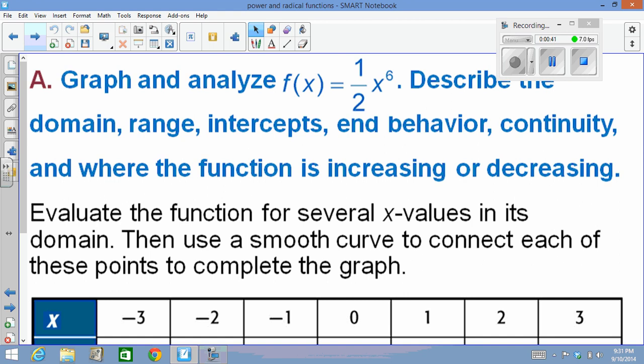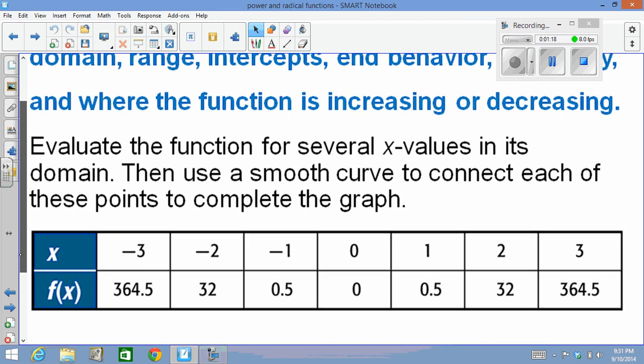Our domain, since x could be basically anything, would be all reals, from positive infinity to negative infinity, or the other way around. Our range, no matter what number I put in for x, I'm going to get a positive number because it's a variable raised to an even power. So my range is going to go from 0 to infinity. My intercepts I could find by figuring out where it's going to cross the x-axis through my table. And then I can find out my end behavior. Remember, we talked about that last year. And then continuity as well.